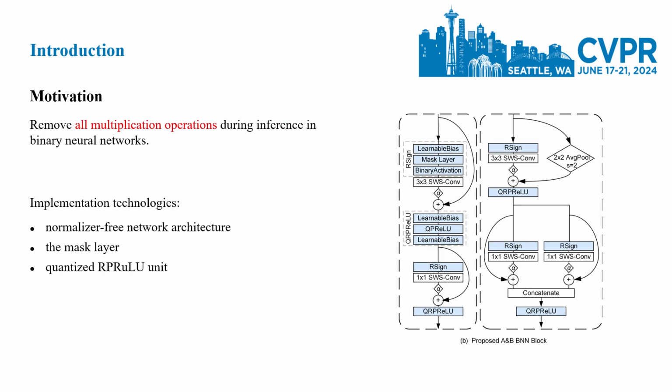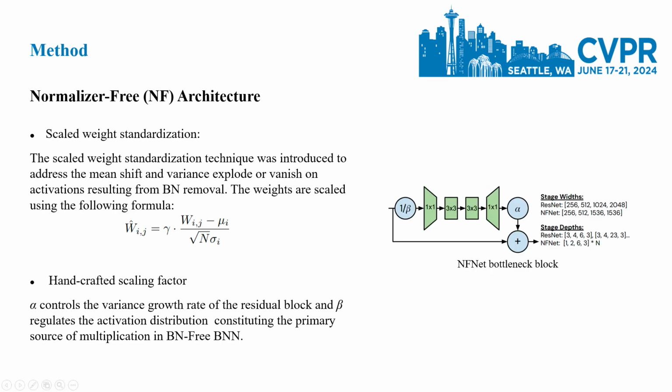To completely eliminate all multiplication operations in binary neural network inference, we use the normalizer-free network architecture, the mask layer, and quantized RPReLU unit. Normalizer-free architecture introduced the scaled weights standardization technique to address the mean shift, variance explode, or vanish on activations resulting from BN removal. The weights are scaled using the following formula. Meanwhile, two handcrafted scaling factors were introduced, where alpha controls the variance growth rate of the residual block, and beta regulates the activation distribution, constituting the primary source of multiplication in BN-free BNN.